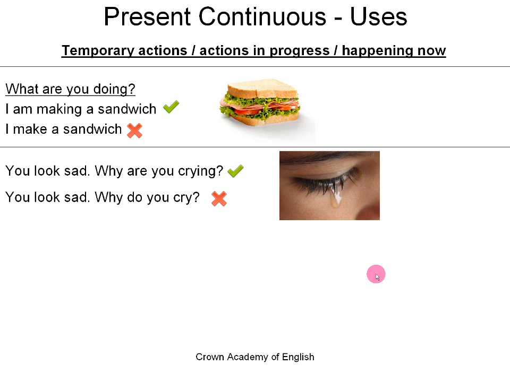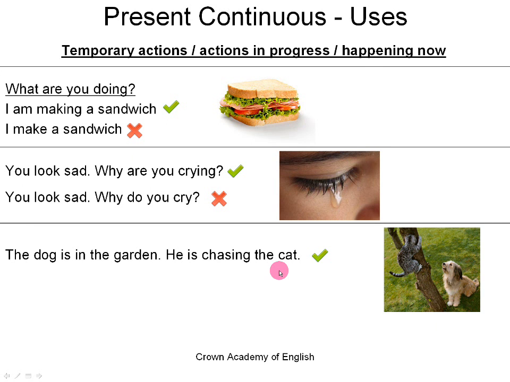Okay, so it's very important when you are talking about something that is happening now, you must use the present continuous. The dog is in the garden. He is chasing the cat. So we're talking about the dog. He's in the garden now. Right now he's in the garden. And so we use the present continuous to describe what he's doing. He is chasing the cat.